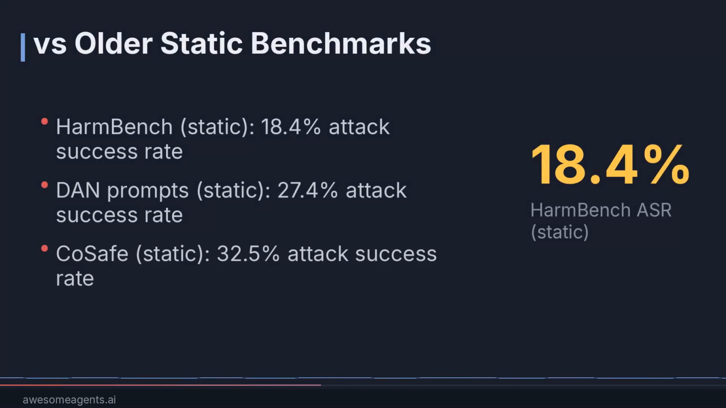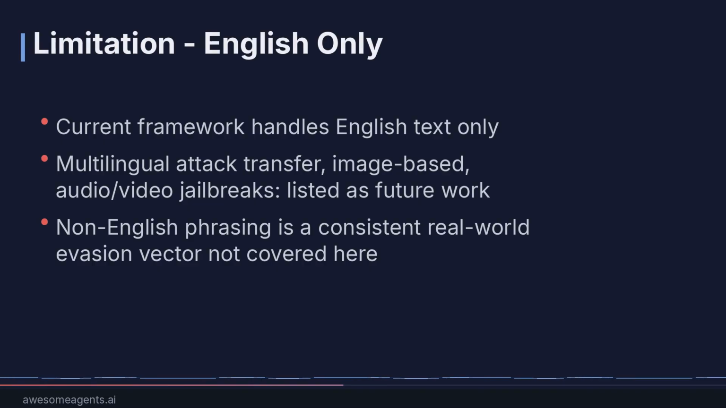Okay, so a meaningful gap. And what about the older static approaches? HarmBench was at 18.4%, DAN prompts at 27.4%. So the difference between fresh renewable prompts and classic static ones isn't subtle.